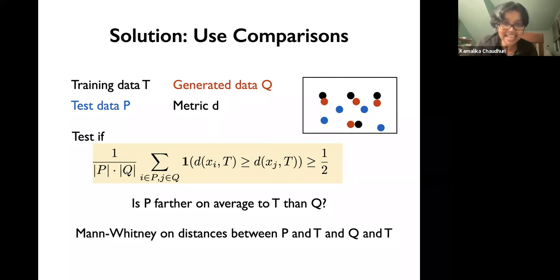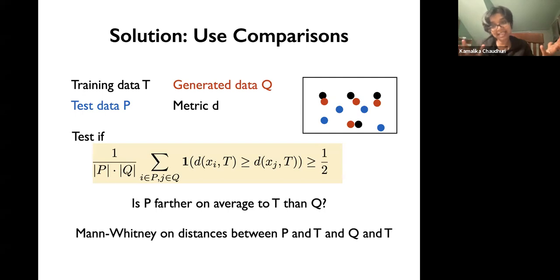You have the training data, test data, and the metric. You go over all pairs of test and generated points, and look at if the distance to the closest training point for the test one is greater than the distance to the closest training point for the generated one, and so on. Okay. So this looks kind of complicated, but if we go back to our Stat 101, what this actually is, is something called the Mann-Whitney test, right? Which is a very standard statistical test on the distances between the test points and their closest training points versus the generated points and their closest training points, right?